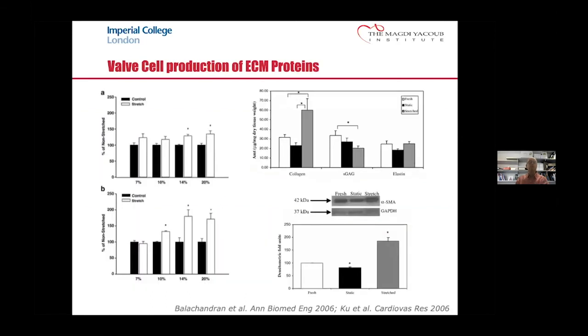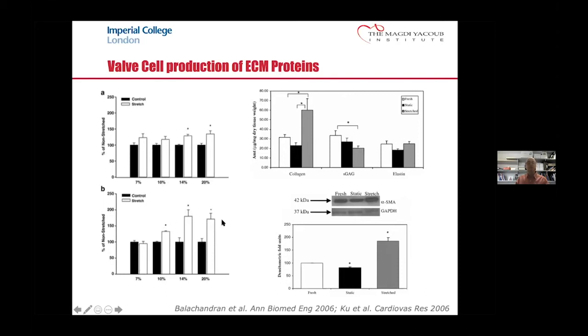So returning to valve interstitial cells. What are their principal relevant components in terms of function of the valve and what is relevant to tissue engineering? Is their ability, in response to stretch, to synthesize and release collagen. So in the bottom panel here, we see the stretch-dependent levels of stretch-dependent increase in collagen synthesis. And this collagen is incorporated into the cells, whereas the top panel shows collagen released into the media.